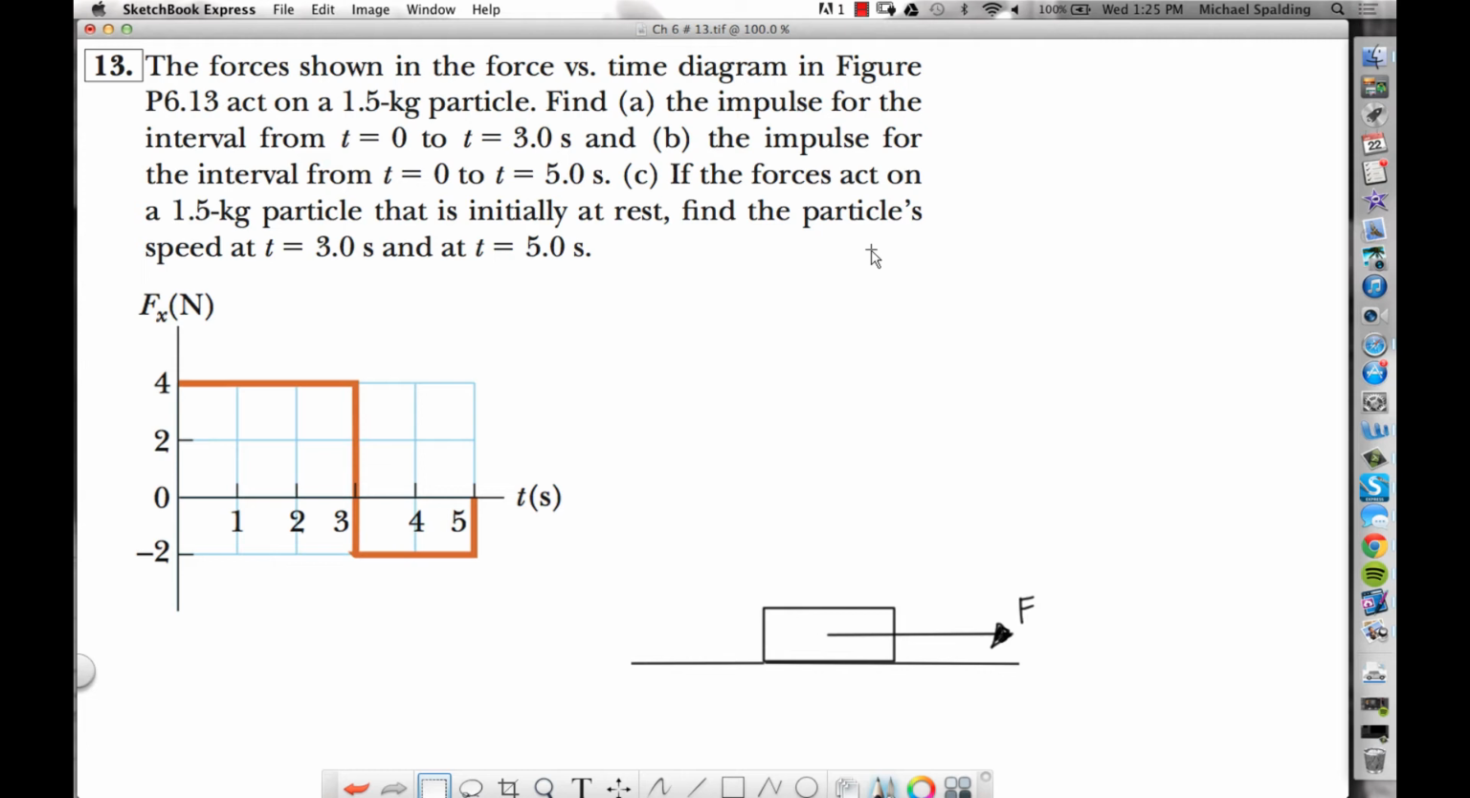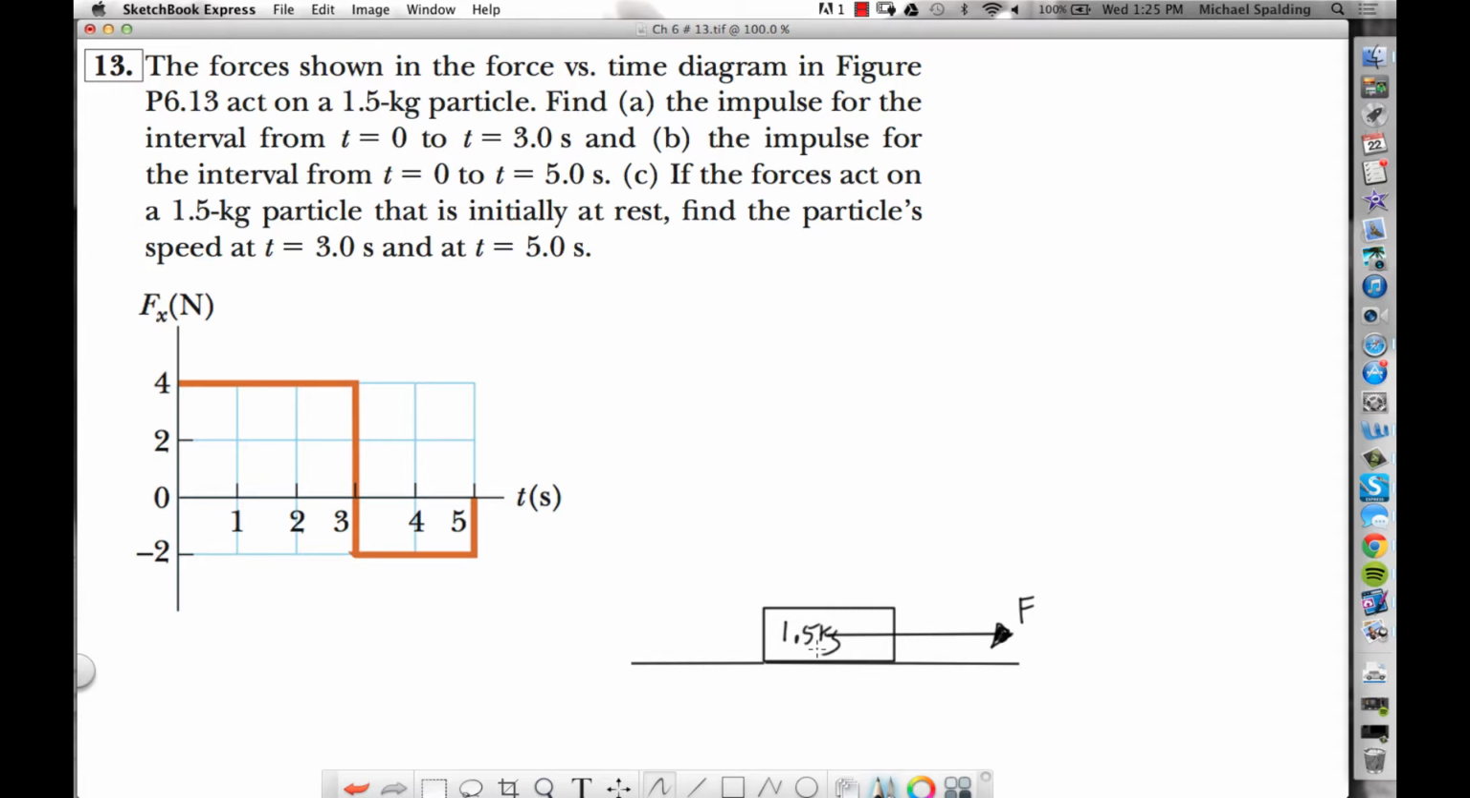All right, 13. So we're given this graph. The forces shown in the force versus time diagram act on a 1.5 kilogram particle. So we'll say it's like a box like this. Okay, so we got a 1.5 kilogram box. There's some force acting on this box.